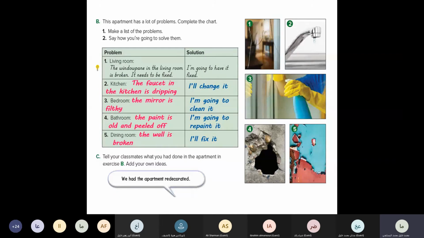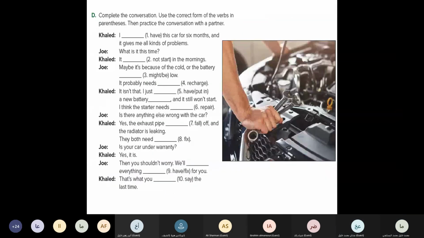Okay, now let's go to exercise D, sorry. Exercise D. All of you, just 1 minute, please. Look at your books on page 37, exercise D. We are going to complete the conversation and use the correct form of the verbs here. Start, Adnan, with the first one.